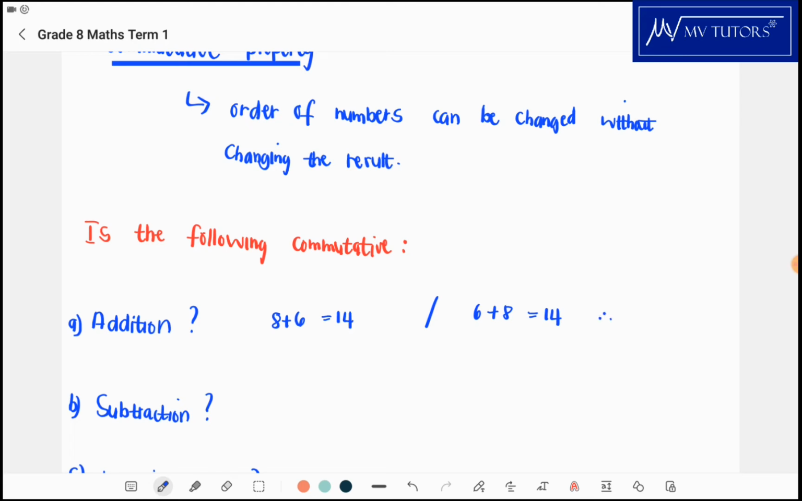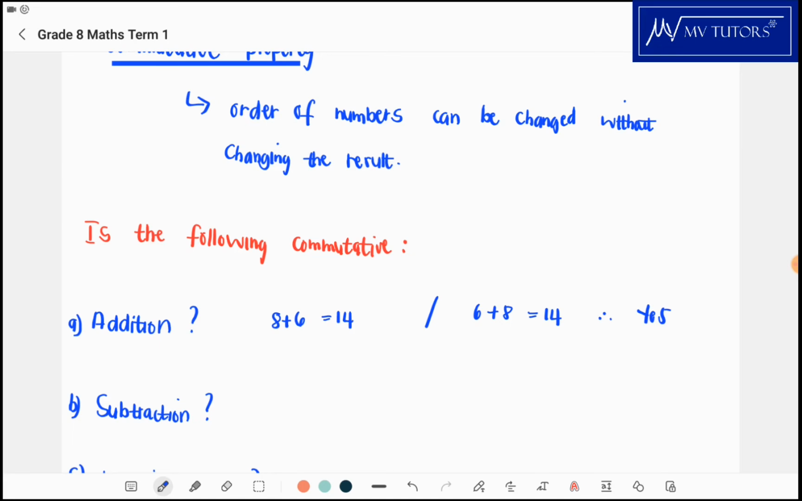When I use these 3 dots, it means therefore. So, is addition commutative? We've tested with 8 plus 6 and 6 plus 8, which both yield 14. Therefore, yes. If ever you want to say because, you just turn it upside down. But let's just stick to therefore. So yes, addition is commutative.